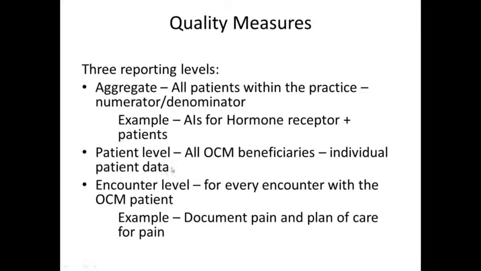A second reporting level is at the patient level. This is for OCM beneficiaries alone. It is individual patient data, and we'll go over that data in a minute. The third is encounter level. What that means is that for every single encounter with an OCM patient, we will be required to report information on that encounter. One of those pieces of information, as an example, is pain and plan of care for pain.